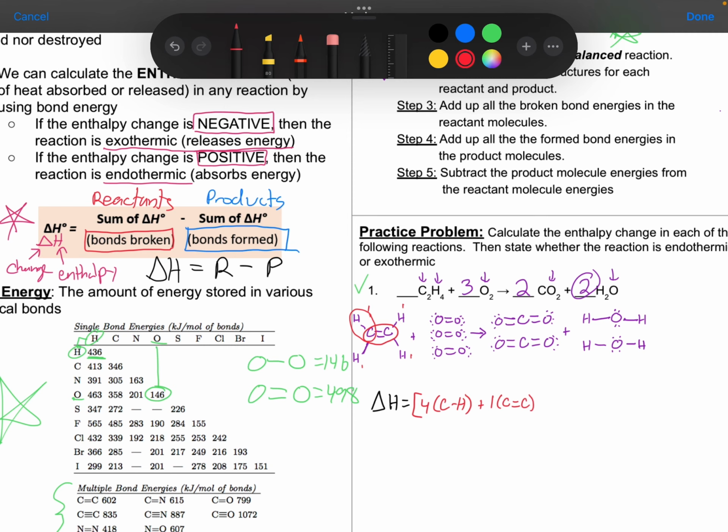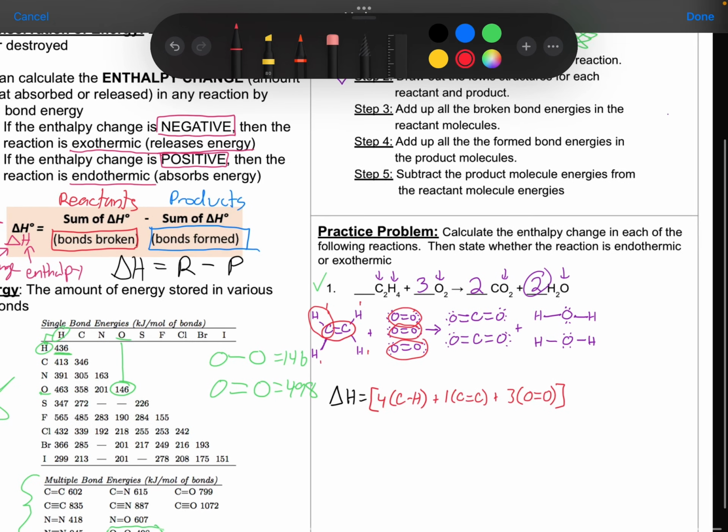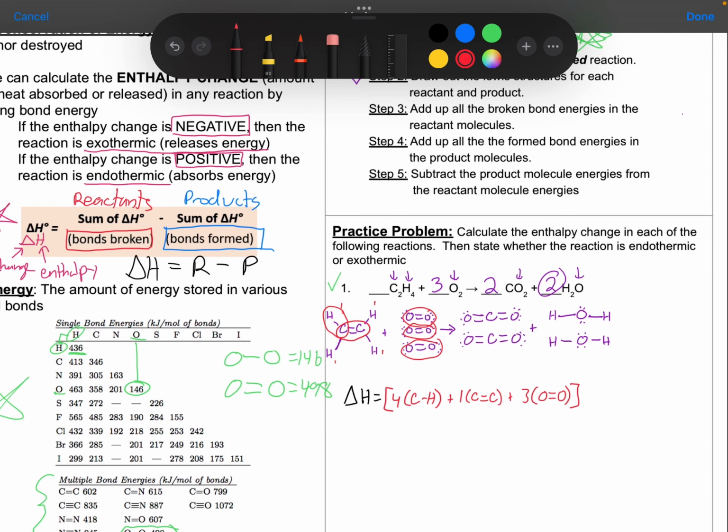All right, then I have my 3 oxygen molecules over here, and each one of them has a double bond between 2 oxygens. So I can add on 3 of this bond. All right, so that is going to be my total for my reactants. And then what I need to do is add on my products separately.